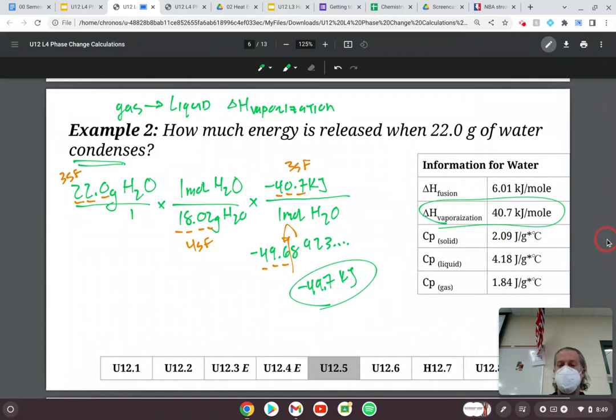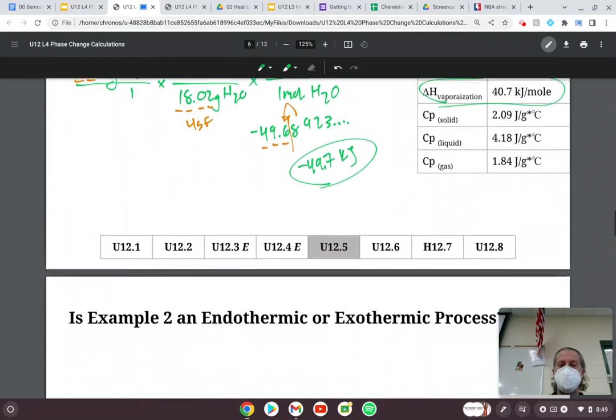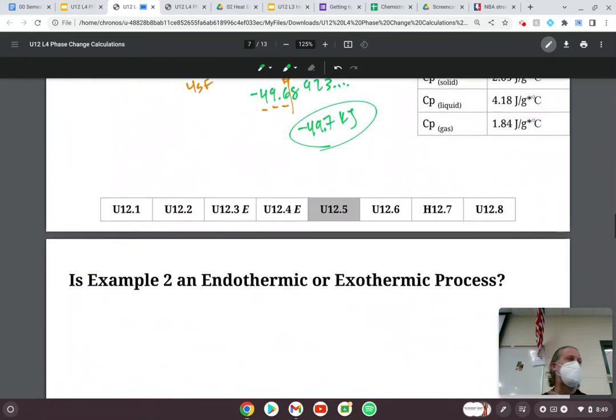So the next question that we're going to talk about here is, is this an endothermic or an exothermic process? And so we should be able to identify that this is going to be an exothermic process.